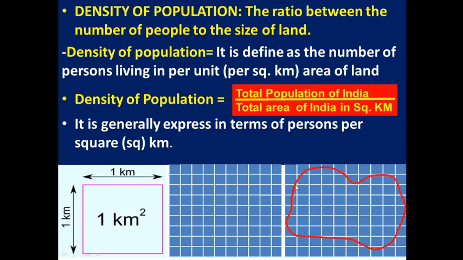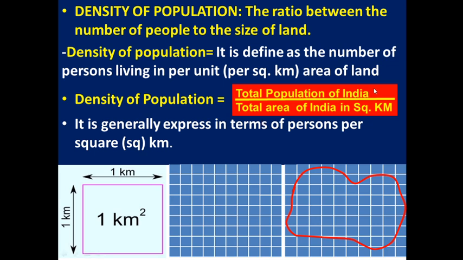How are we going to find the square kilometers of this particular country? Suppose this red line is the political boundary of a particular country. How are we going to count the square kilometers here? 1, 2, 3, 4, 5, 6, 7, 8, 9, 10, like this. How many square kilometers are in this particular country? The total population of the country divided by the total square kilometers gives us the density of population of that country.